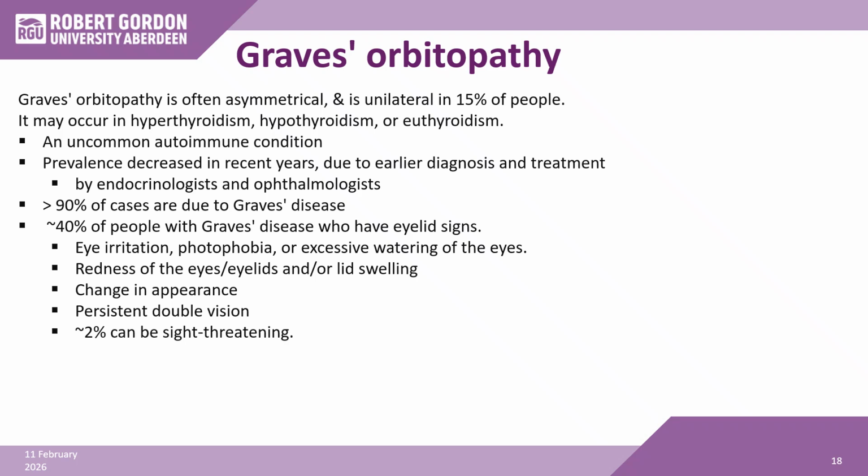So Graves' orbitopathy is often asymmetrical and unilateral in about 15% of the population. It can appear before, during, or after the onset of hyperthyroidism, which means clinicians must maintain a high index of suspicion. More than 90% of cases occur in people with Graves' disease, but the severity varies significantly. Signs may include lid retraction, swelling, redness, discomfort, and changes in appearance. Only a small percentage, around 2 to 5%, develop sight-threatening disease, but identifying changes early is essential.